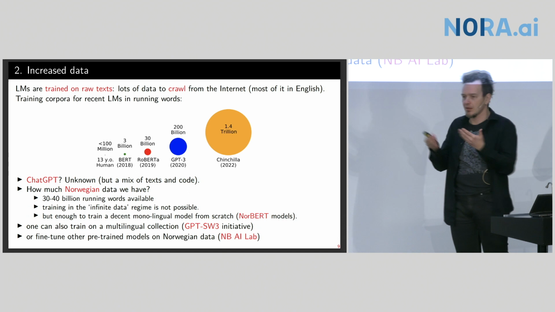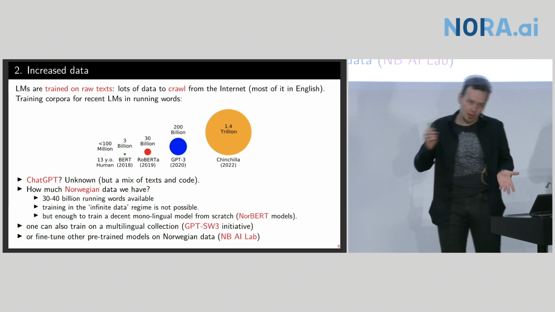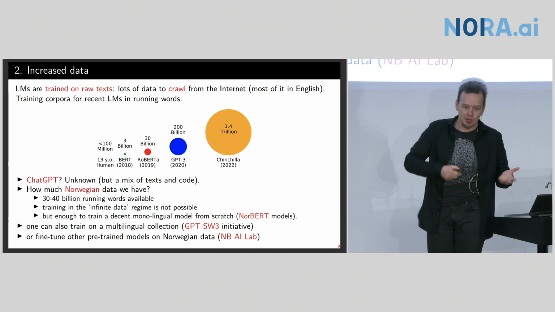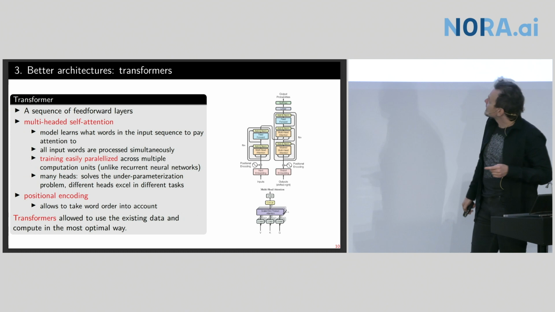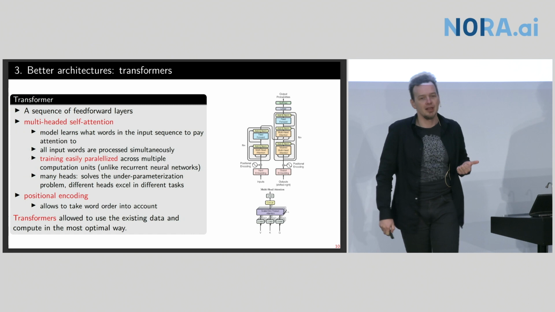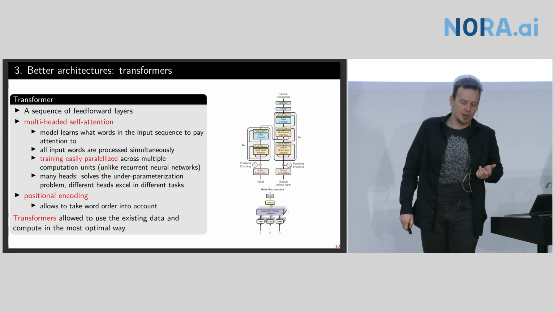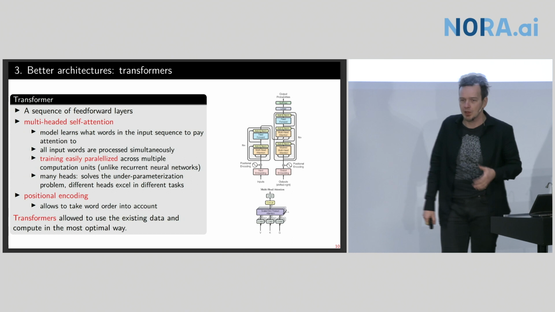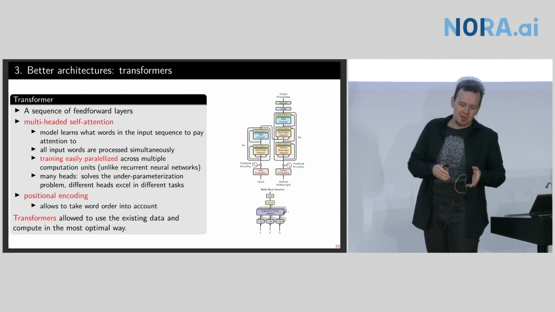So there are lots of possibilities, and there are pros and cons of doing these things, and these models excel in different things. Right, and then the third element which contributed to the success of deep learning neural language models is the fact that we now have much better neural architectures than before. And first and foremost, it's the architecture called transformer.